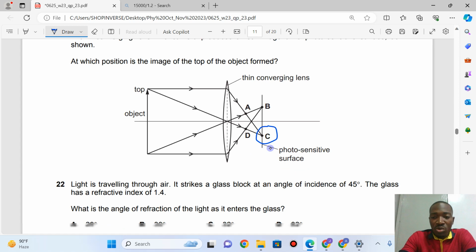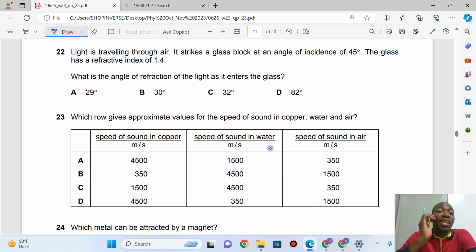Option C. Go straight to question number 22. Light is traveling through air. It strikes a glass block at an angle of incidence of 45 degrees. The glass has a refractive index of 1.4. What is the angle of refraction of the light as it enters the glass?